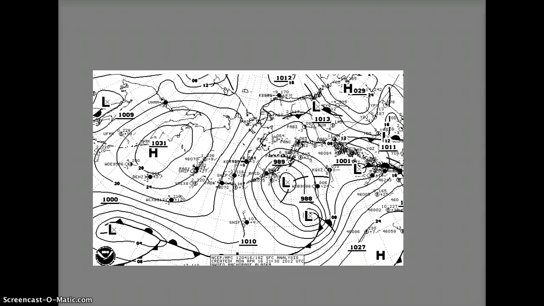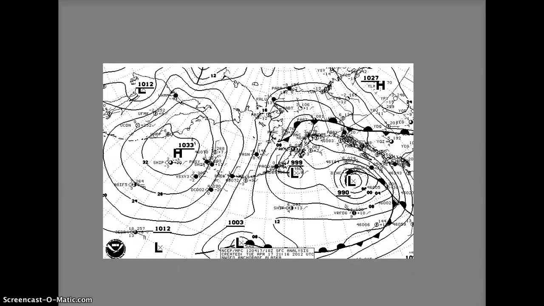The weather was fairly nice throughout the week, with low pressures moving in from the south and high pressures moving in from the east. We had moderate cloud cover off and on throughout the week. As this low pressure system advanced from the south, it brought in an occluded front, pushing the high pressure system out of the area.